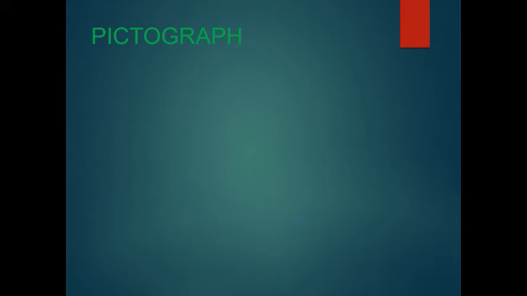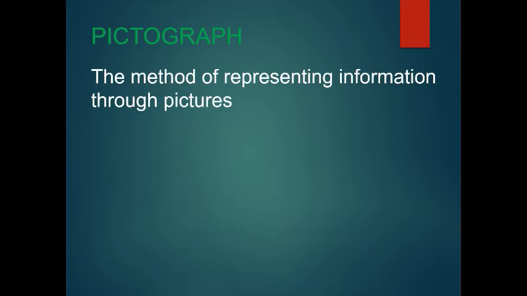Now, let's see what a pictograph is. It is a method of representing information through pictures. It is a representation of data using images. It represents the frequency of data using symbols or images that are relevant to the data. This is the simplest way to represent statistical data.